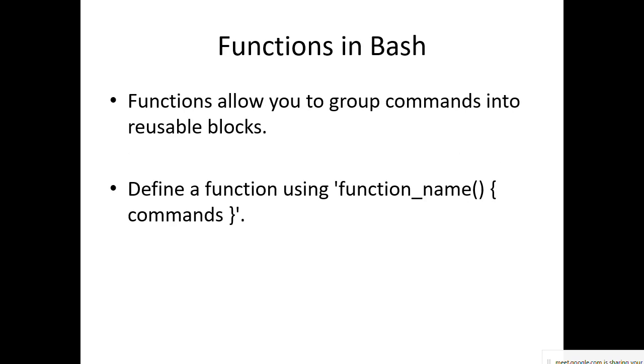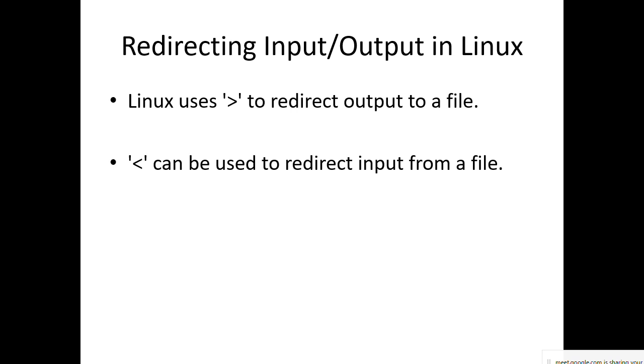Okay, then we are going to functions in bash. What is meant by a function? A function is a self-contained block of statements that performs a specific task. Functions are of two types: predefined functions and user defined functions. Functions allow you to group commands into reusable blocks. That is a great advantage of functions: reusable code. Define a function using the function name, parenthesis begin, parenthesis close, curly brace begin, followed by the commands, and curly brace close.